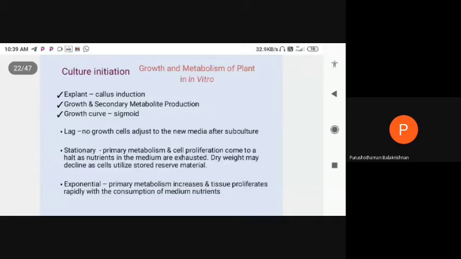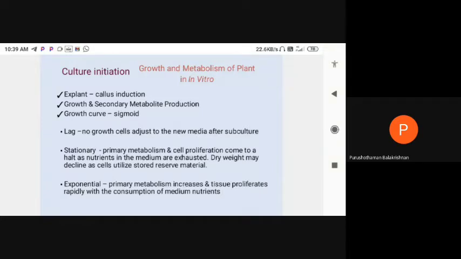So next, the culture conditions are very important. Explants are very important. The plants that are used are called explants. The growth curve is very important. The growth curve should be sigmoid, because the growth curve determines the secondary metabolites.